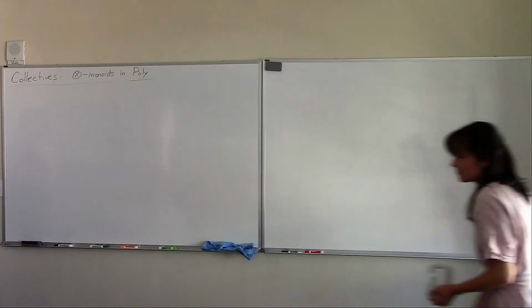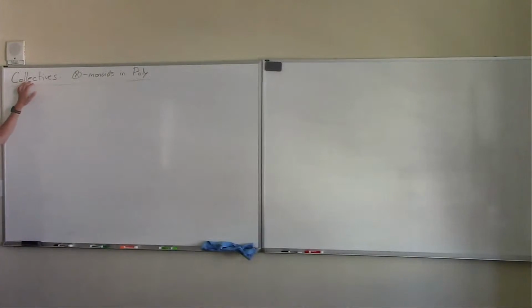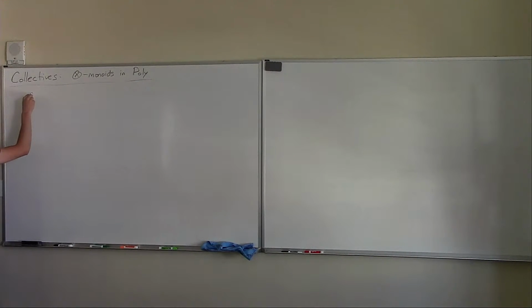Today I wanted to tell you about what I'm calling collectives. It's a term for what these guys feel like to me, tensor monoids in poly. So if you remember, poly has as objects things like, I'm going to assume you know what poly is, but it has things like p is like y squared plus 2y plus 1.